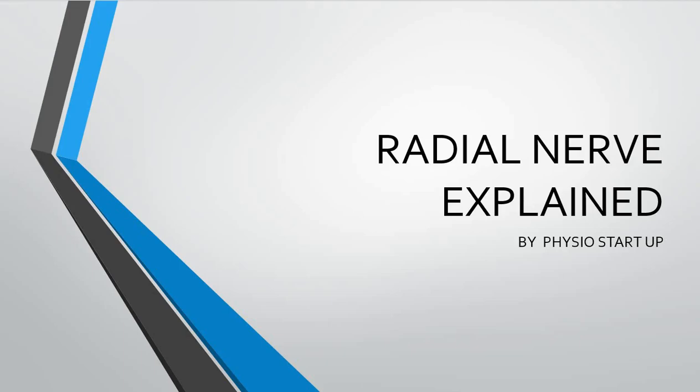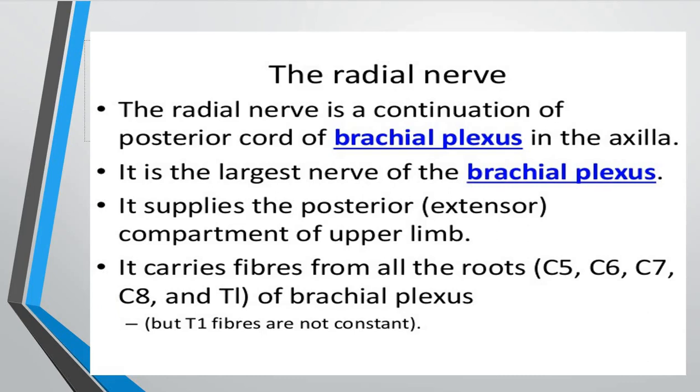Good morning everyone. In this video we are going to see about the radial nerve and course, relations and its clinical importance. So the radial nerve is a continuation of posterior cord of the brachial plexus in the axilla. It is the largest nerve of the brachial plexus. It supplies the posterior extensor compartment of the upper limb.